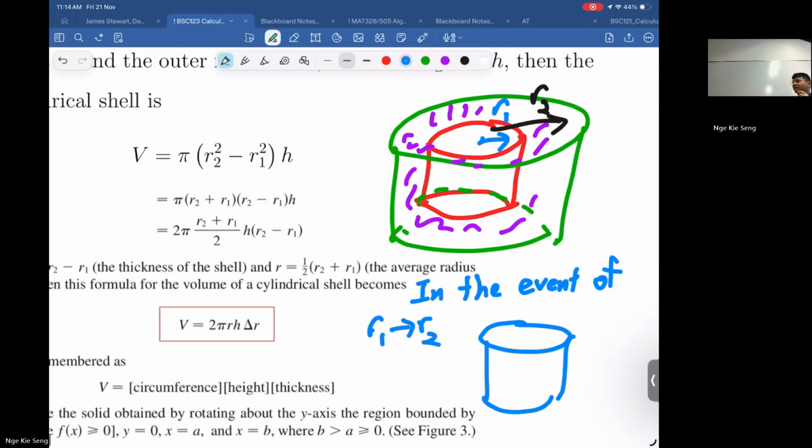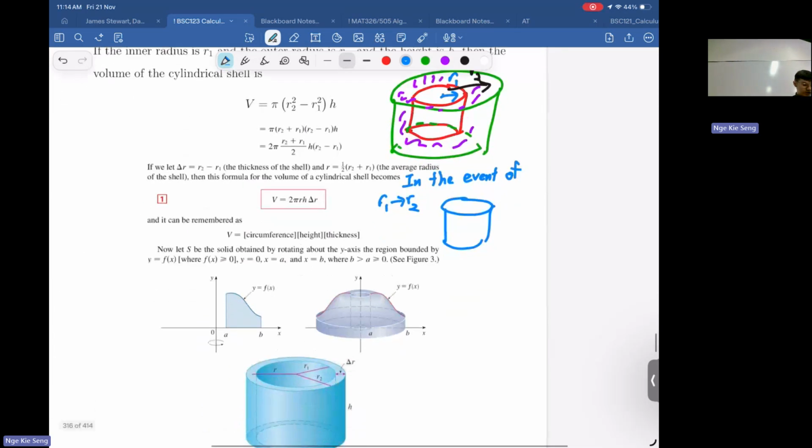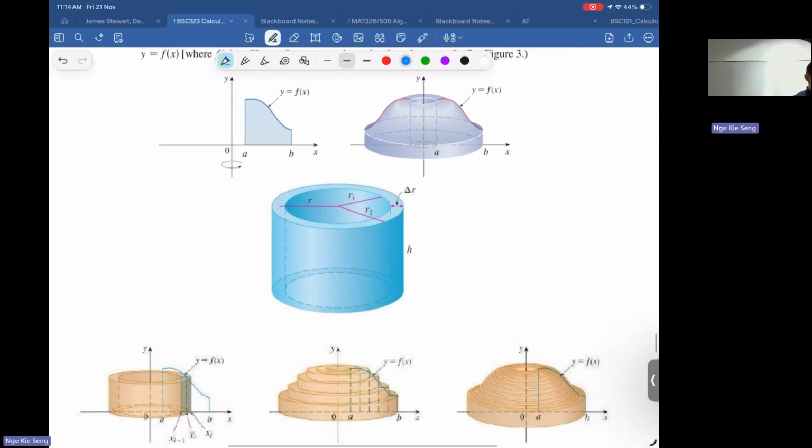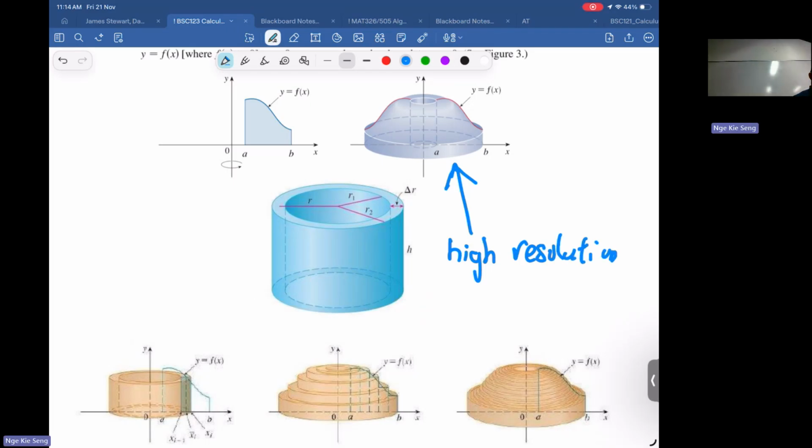Does it make sense? So this is another way to compute volume. We use cylindrical shells to compute volume. The cylindrical shell above is like a low resolution. After taking R1 to R2, this is a high resolution. So let's say we want to compute this high resolution thing, meaning we revolve the plane region here around the y-axis, and you can see that something gets removed from the middle, right?